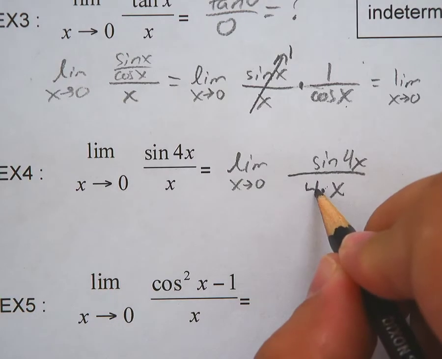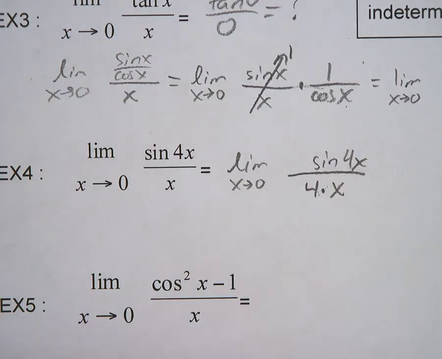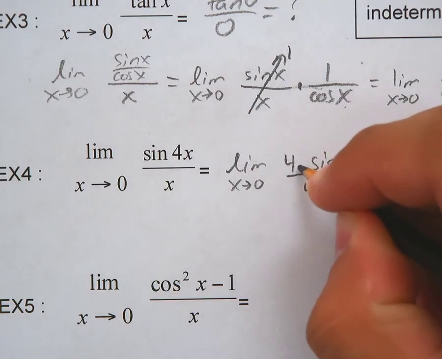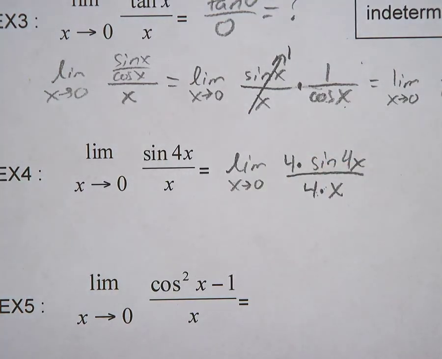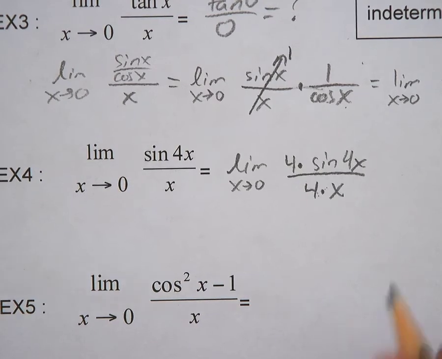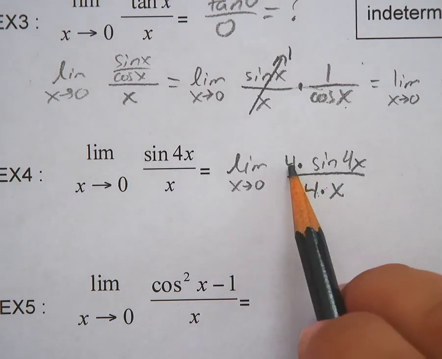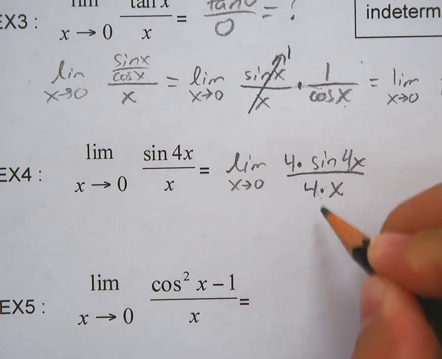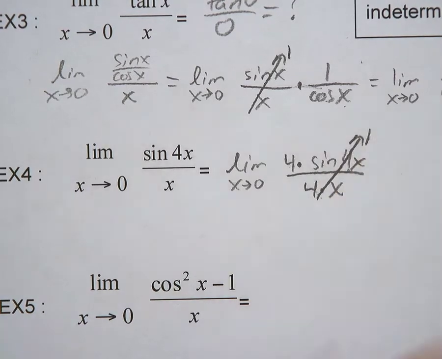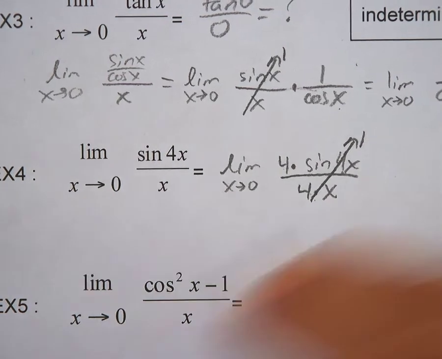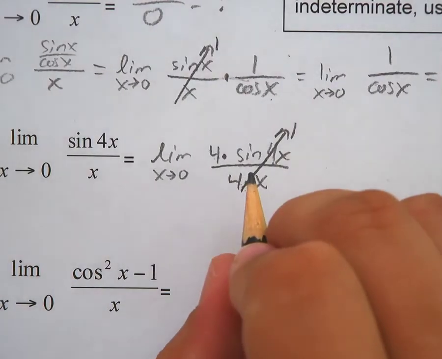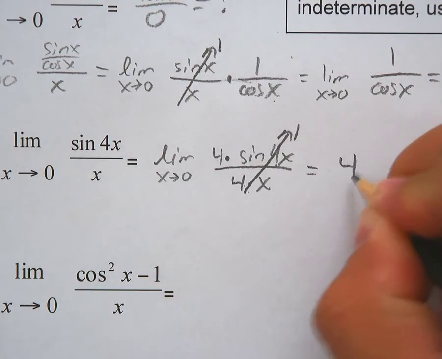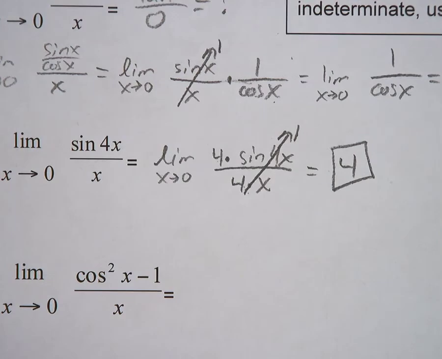If I want to add a 4 down here, I can't just add it down in the bottom. Anything you do to the bottom, you have to do to the top, right? So watch what happens here. What we're left with is 4 times, and all of this, sine 4x over 4x, can go to 1. So what I'm basically left with is 4 times 1. And there's nothing to plug in for x, so it's just 4.